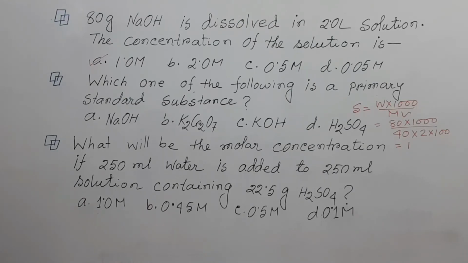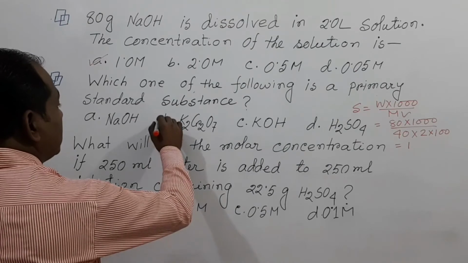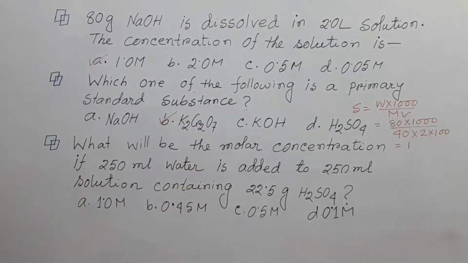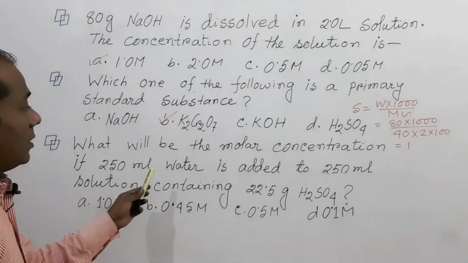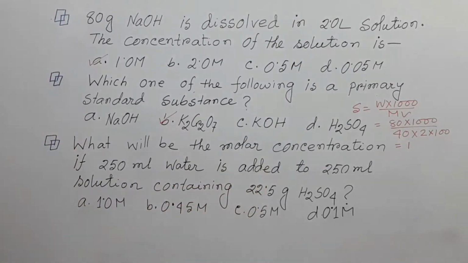So we can say that potassium dichromate is a primary standard substance because it exists in nature in a pure state and is not attacked by the components of air, and the concentration of the solution of potassium dichromate remains unchanged.